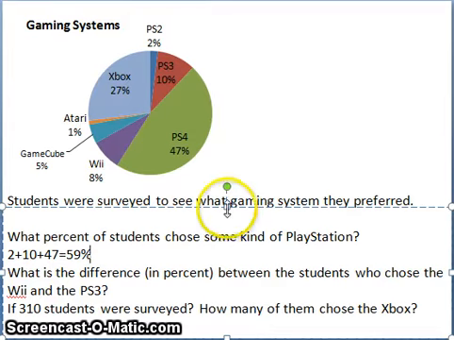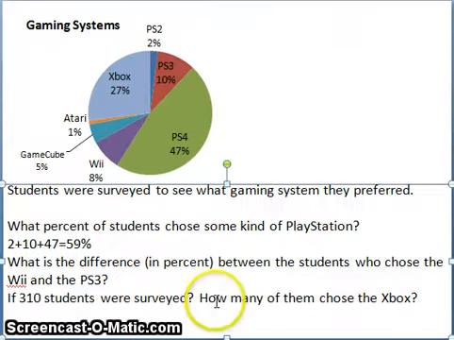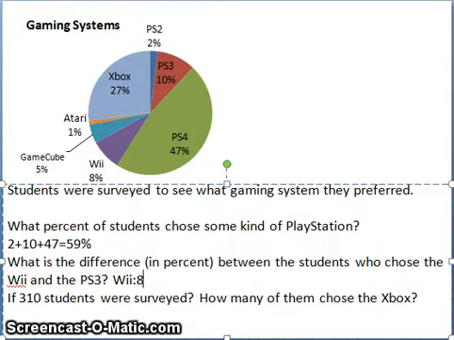Sorry, I'm going to move this up so that hopefully it won't do funny things. What is the difference in percent between the students who chose the Wii and the PS3? So I look at the Wii and I say the Wii was 8% and the PS3 was 10%. So what's the difference between them? I'm going to take the bigger minus the smaller, which is 2%. So the difference between PS3 and Wii is 2%.